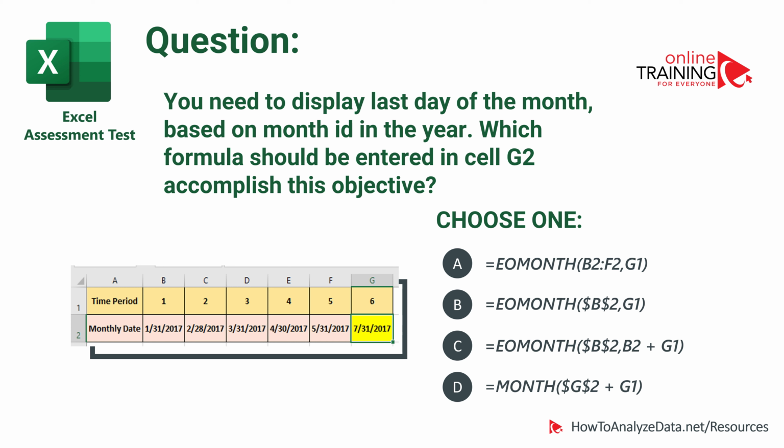Choice A, EOMONTH and the range B2 through F2 and then G1. Choice B, EOMONTH and then $B$2, comma G1. Choice C, EOMONTH and then $B$2, comma B2 plus G1. And then choice D, MONTH and then in parentheses $G$2 plus G1.